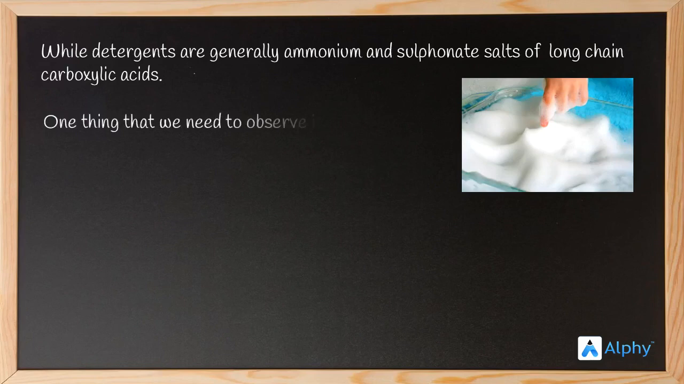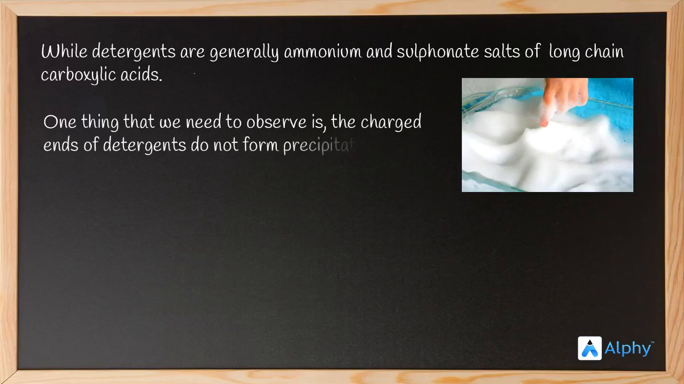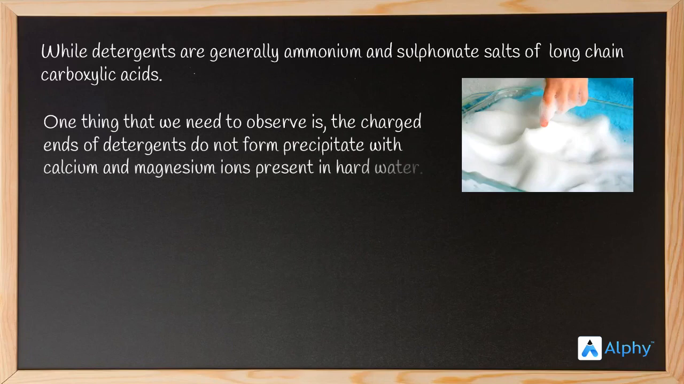One thing that we need to observe is that the charged ends of detergents do not form a precipitate with calcium and magnesium ions present in hard water. We discussed earlier that when soap reacts with hard water, it forms scum because it reacts with the calcium and magnesium ions. But the exceptional feature of detergents is that they do not form a precipitate or scum with these ions. So they have a very efficient ability to form lather even with hard water.